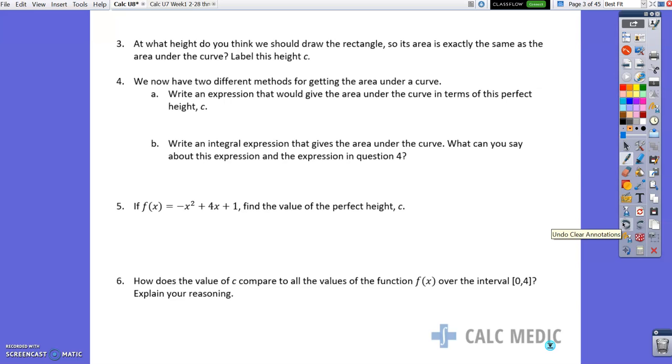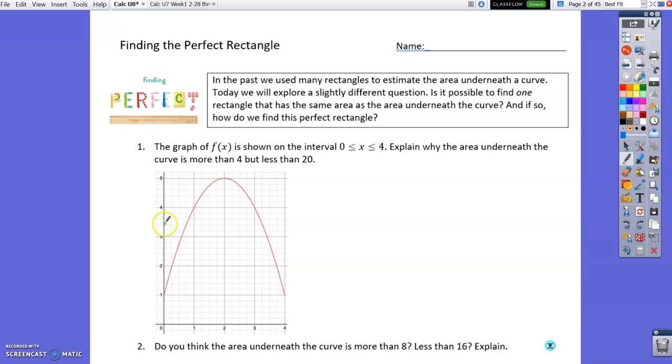At what height do you think C is? I think C is between 3 and 4. I think it's somewhere bigger than 12. So this is where I think C is. I believe, and I could be completely wrong, but I believe this is C. Now you don't need to draw the whole rectangle, you just need to draw C where you think it is. Again, I think it's between 3 and 4.